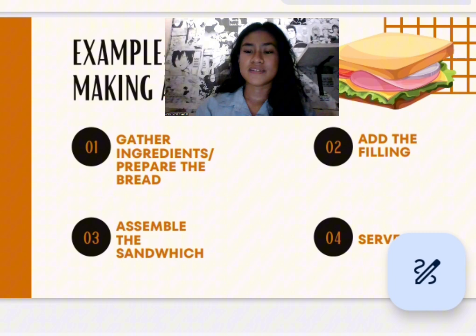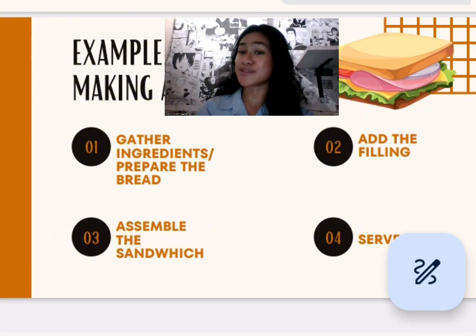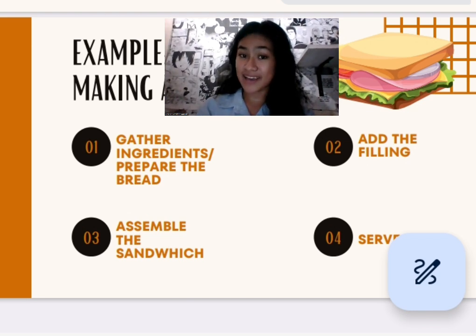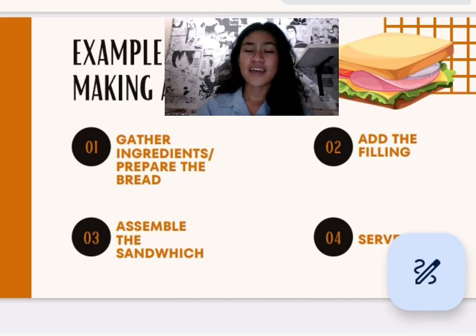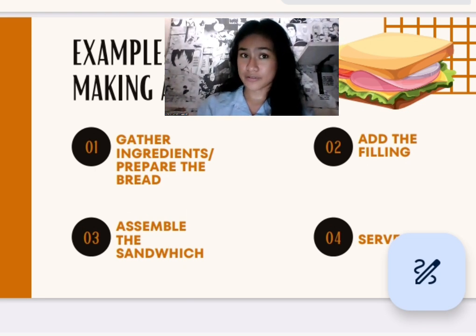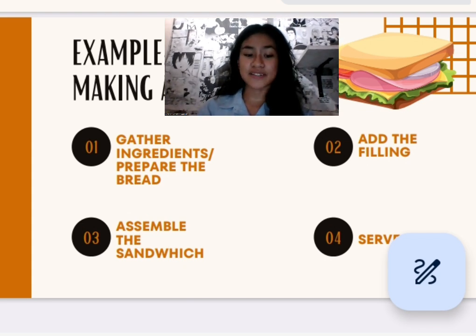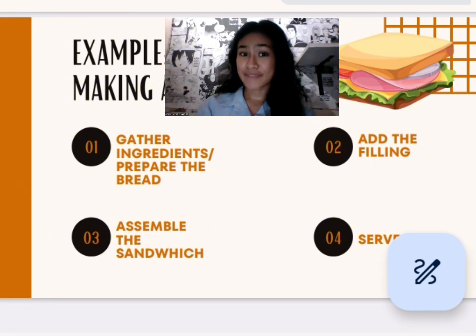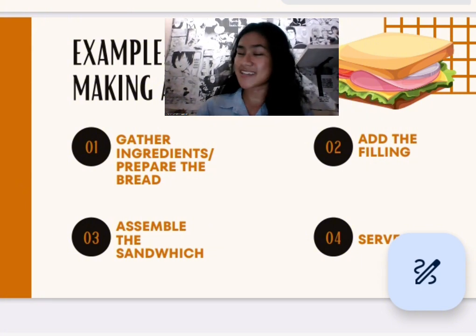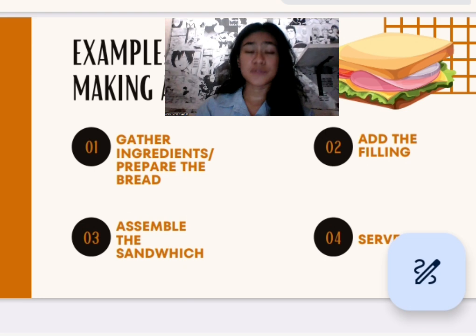The second step that you have to do is to take two slices of bread, separate them, and then on one slice of bread, you're going to spread and add the filling. And on the other slice of bread, add any extras like lettuce or tomato. The third thing that you have to do is to assemble the sandwich, place the second slice of bread on top, cut the sandwich if desired, and serve on a plate. This example illustrates procedural knowledge by outlining the steps needed to make a sandwich.